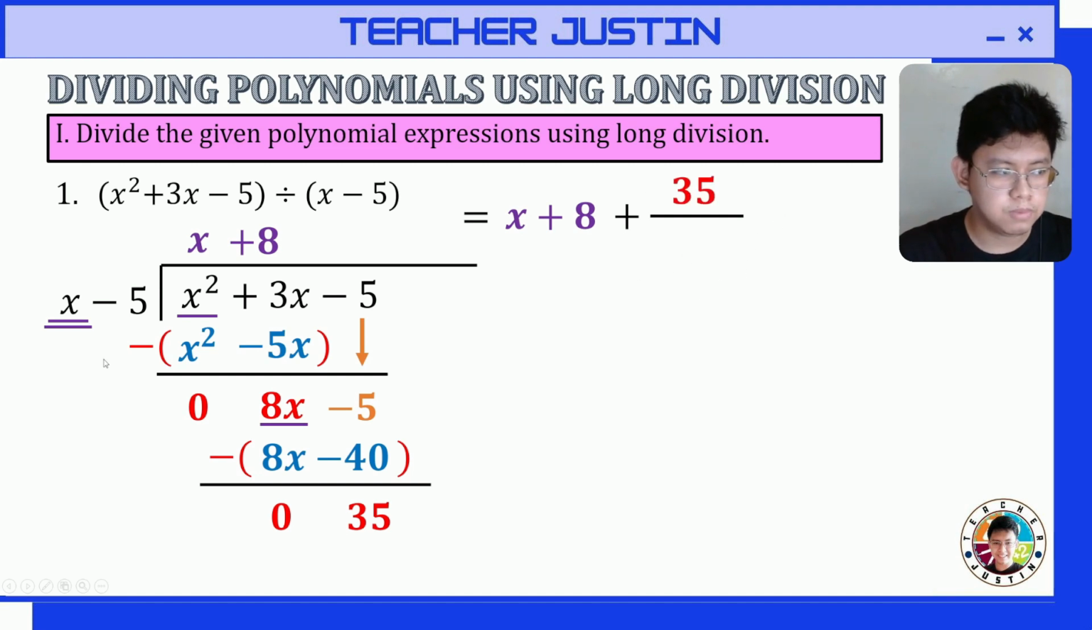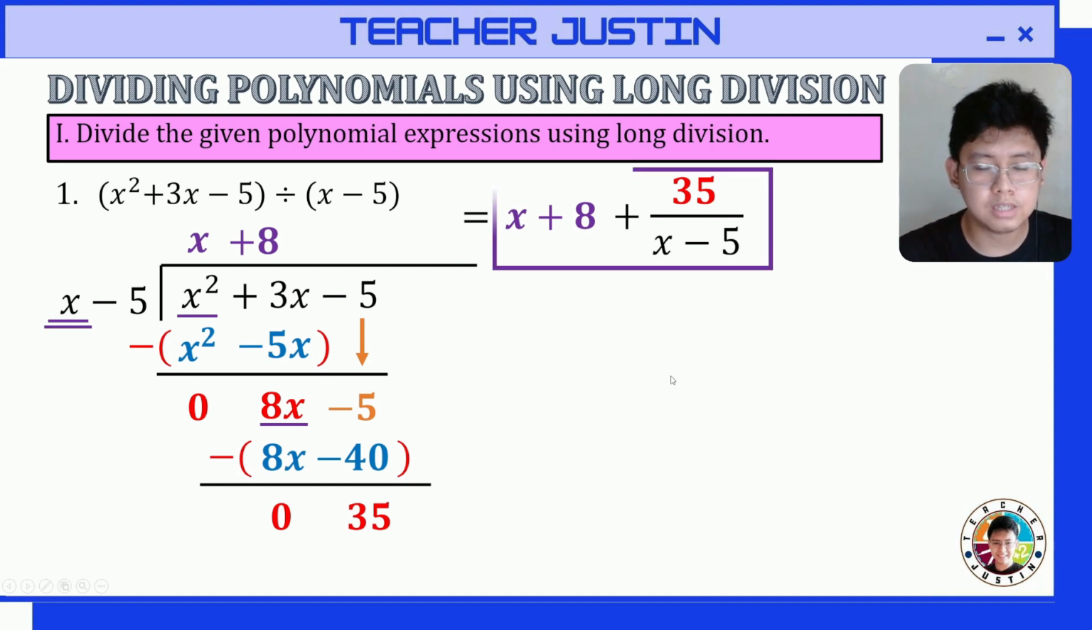All over, kung ano yung divisor natin, yun yung magiging denominator dito sa ating fraction. So, we will have 35 over x minus 5. So, again, quotient plus the remainder sa numerator over the divisor. So, this will be our final answer, x plus 8 plus 35 all over x minus 5. And that's it. Ta-da! Alright.